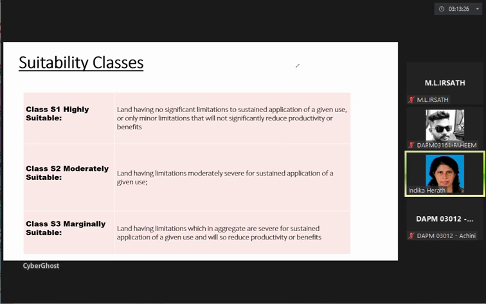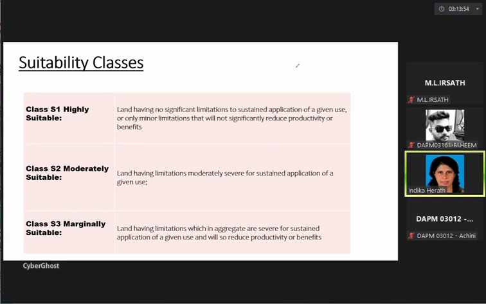So there is a list of suitability classes. I have listed them here. That is general. This is the typical, generally used classification. Class 1, highly suitable. Class 2, moderately suitable. Class 3, marginally suitable. Highly suitable means there is no limitation. So you can grow that particular crop without any disturbance.